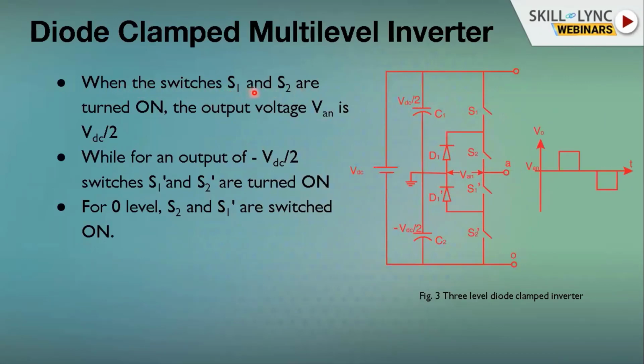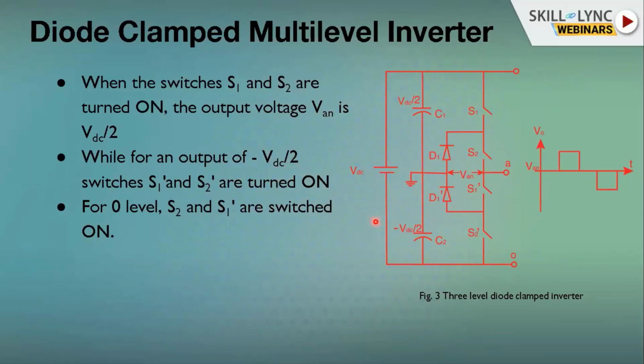When you want VDC by 2, you'll have the top 2 switches on. So when the switches S1 and S2 are turned on, the output voltage VAN is VDC by 2. So basically, you're pulling this voltage right down to here, via S1 and S2, and you're measuring again with respect to the neutral. So you get VDC by 2. Vice versa, these 2 switches S1 and S2 are open, the bottom 2 switches are on, and you will get the voltage minus VDC by 2.